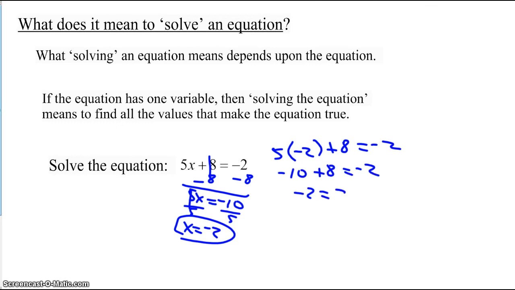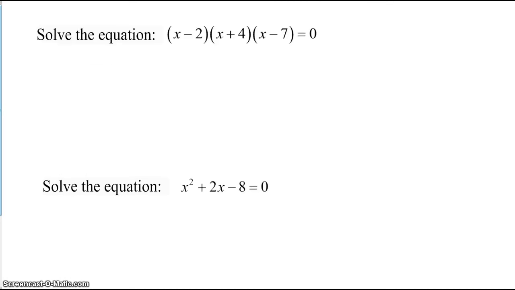And in fact, since both the left and right side do resolve to negative 2 and they're equal, that means negative 2 is the correct value for x. That's the solution to the equation. What about something like this?